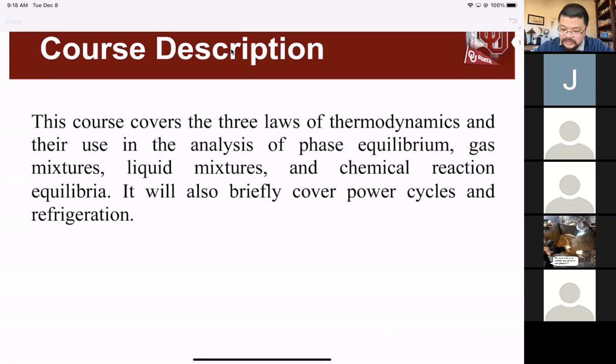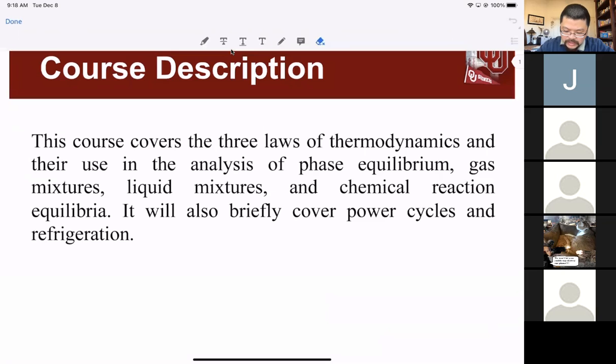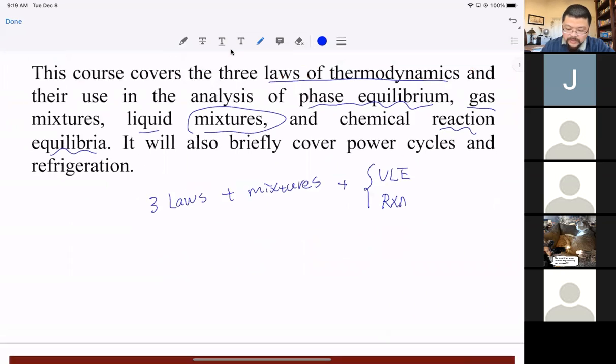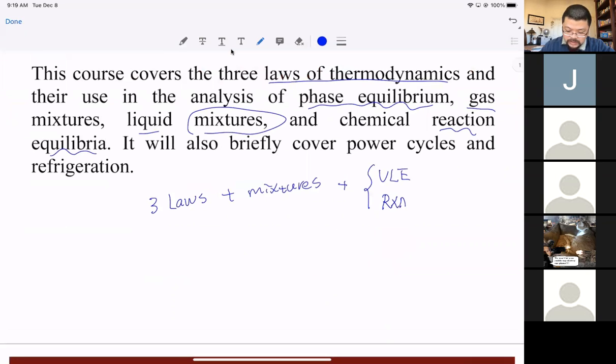So there you can see that indeed the keywords we are looking at would be the 3 laws of thermodynamics, and then phase equilibrium, reaction equilibrium, especially involving the gas and liquid mixtures, right? So we have 3 laws. We have mixtures, and we are going to have VLE, and then reaction equilibrium. So that is indeed the core part of thermal, if we come to this 2-sentence description.